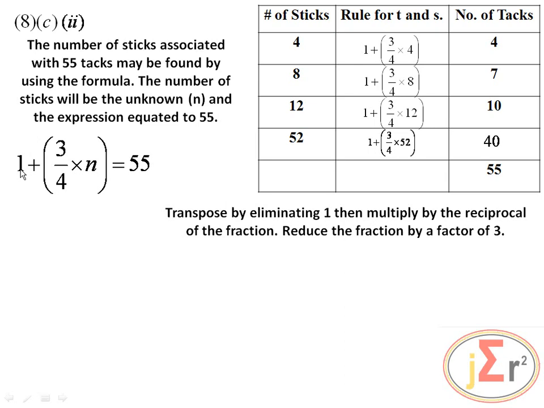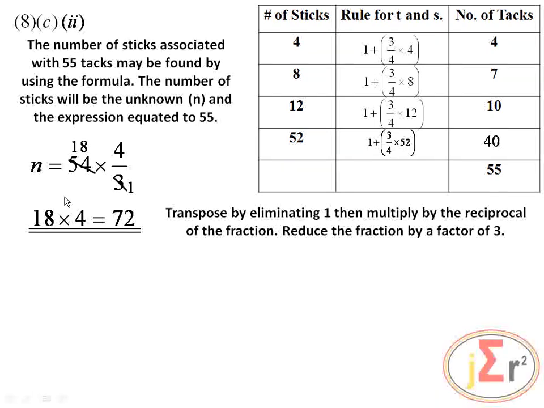Eliminate 1 by subtraction, we will end up with 54. So 3 over 4 multiplied by n is equal to 54. Then we will multiply by the reciprocal of this fraction on the right hand side. We will reduce by a common factor of 3. 3 into 54 is 18. Then we multiply 18 by 4, resulting in 72.